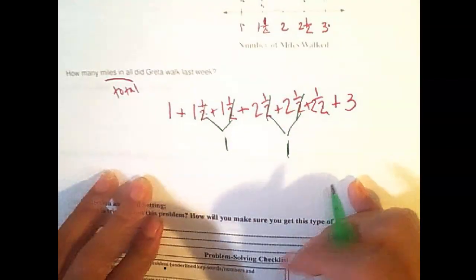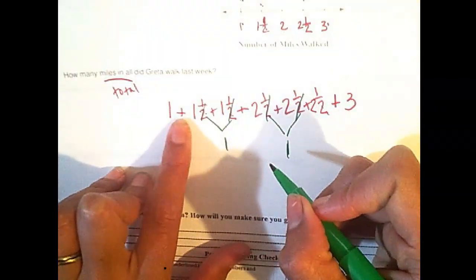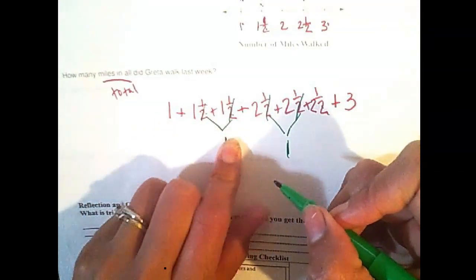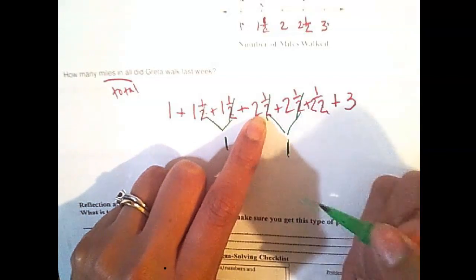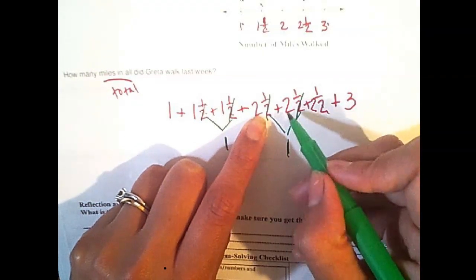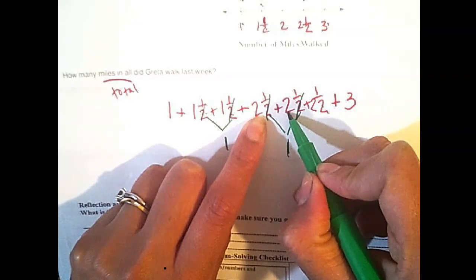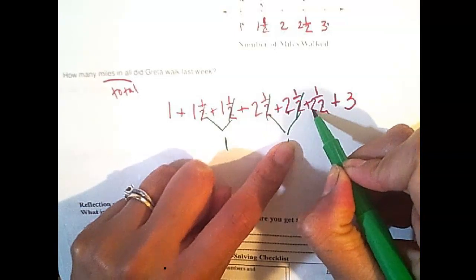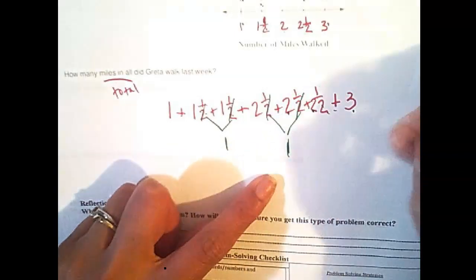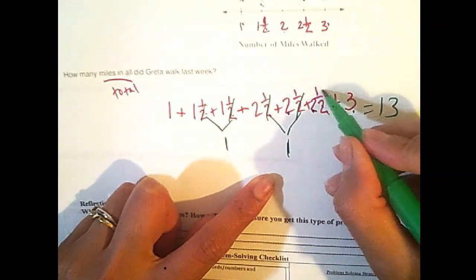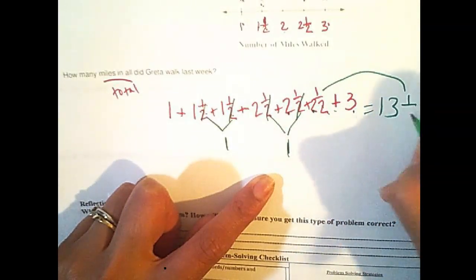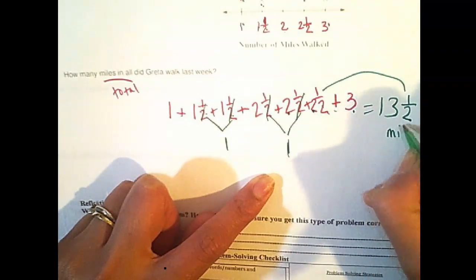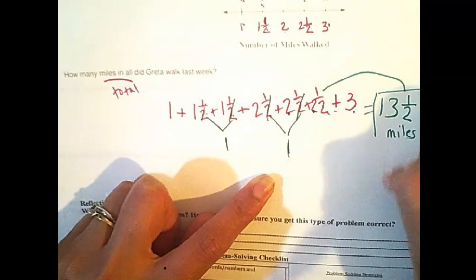Okay, and now I'm going to start adding the whole numbers. I have 1 plus 1 plus 1 right here, 1 plus 1 plus 1, so that's 3, plus 2 is going to give me 5. So now I have 5 plus 2 is going to give me 7, plus 1, 8, plus 2 more, 10, and 10 plus 3 is going to give me 13, and I don't want to forget about this half, so I'm going to add it over here. So I get 13 and a half miles. I want to make sure I'm using that correct unit.